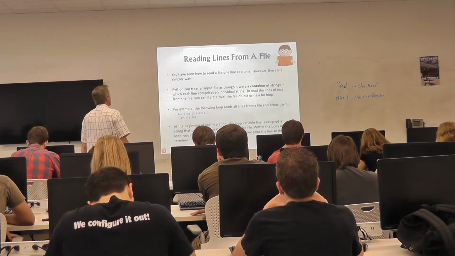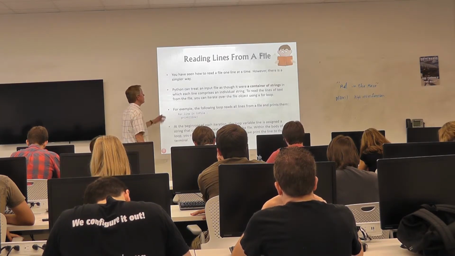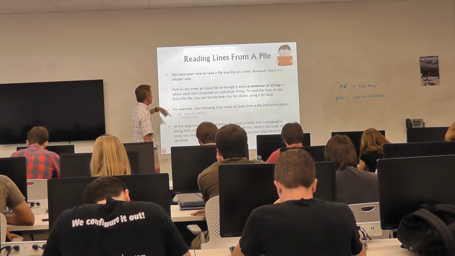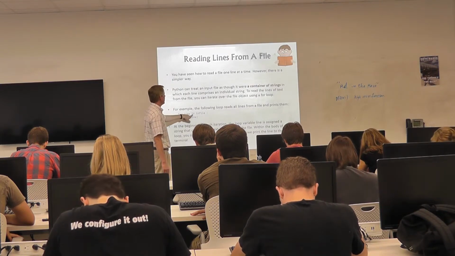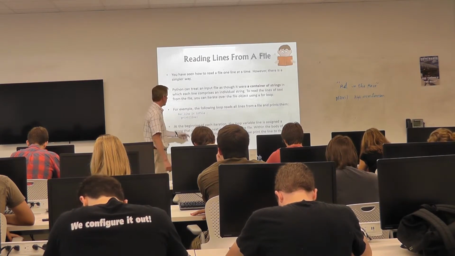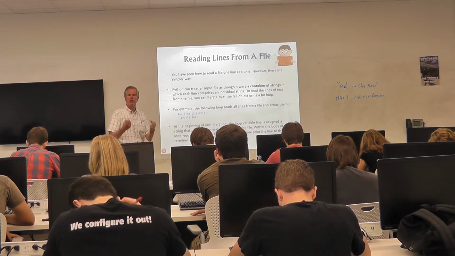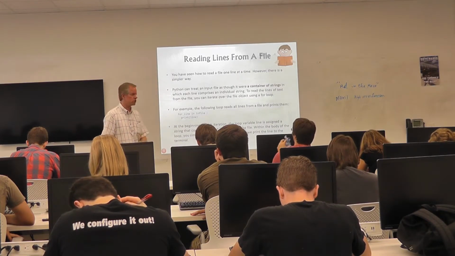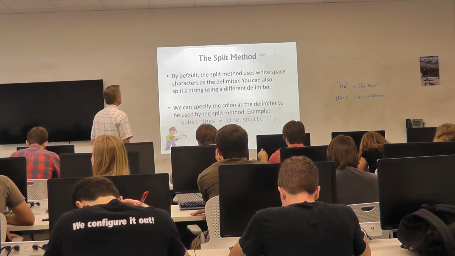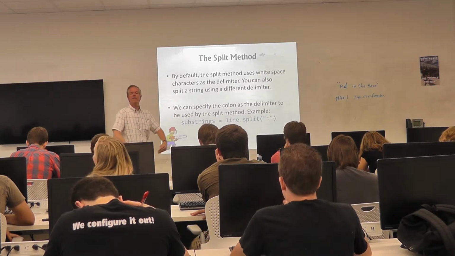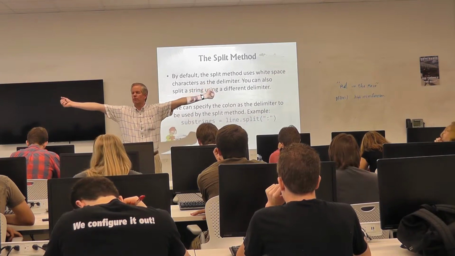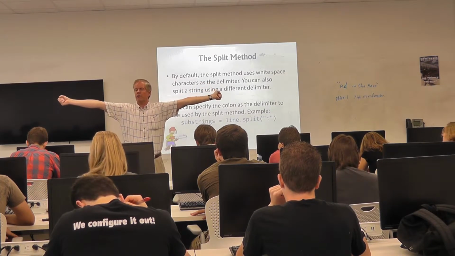Reading lines from a file. A simpler way to do it is to treat the file as though it was a container of strings. For line in file, which is the name of the file, print line. So we can basically suck each line out of the file just using a for loop. Ching, ching, ching, and that'll come in. Split method, we talked about this. So I have a line of text that I read in from a file. I know that it consists of a whole bunch of words.